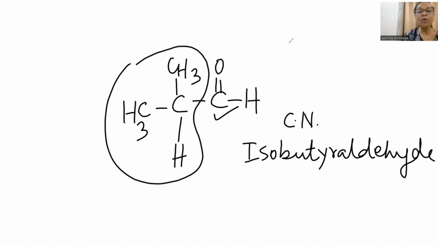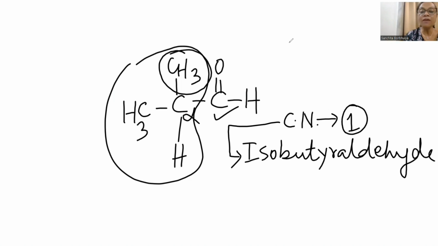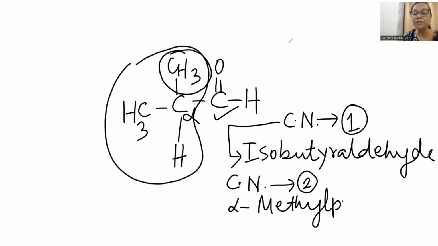The IUPAC name, obviously you'd be able to find out, but I would dwell on another common name and teach you about the alpha carbon. The carbon adjacent to the aldehyde carbon is called the alpha carbon, and the alpha carbon has a methyl. So this is common name 1, and you have another common name, let me call it common name 2, which is alpha methyl propionaldehyde.